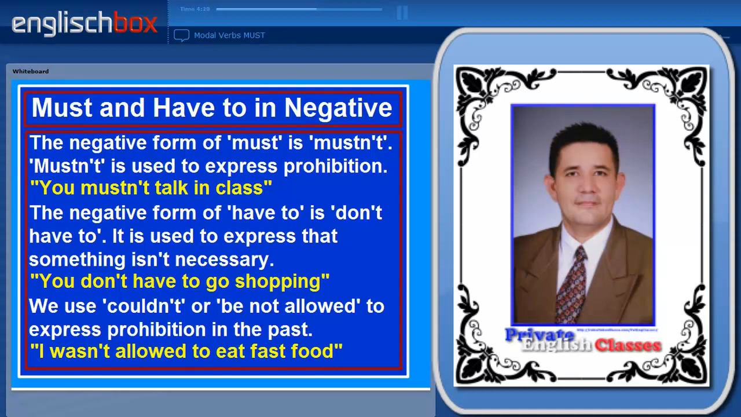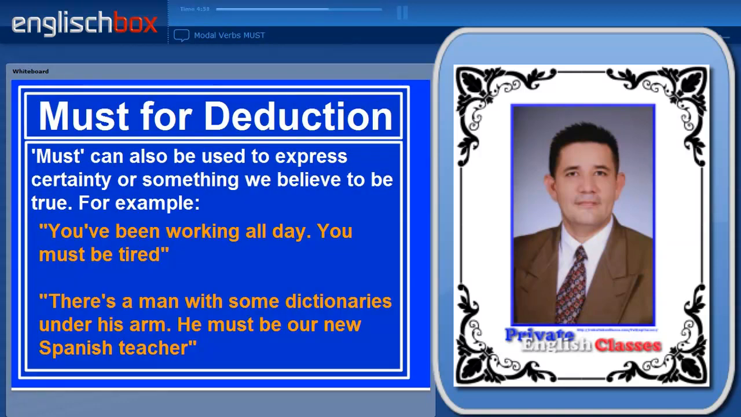Finally, how do we express prohibition in the past if we can't use must? Well, here we have two common options or choices. We have couldn't, and we have to be not allowed to do something. For example, I wasn't allowed to eat fast food when I was younger, or I couldn't eat fast food when I was younger because my parents said it was bad for me, for example.